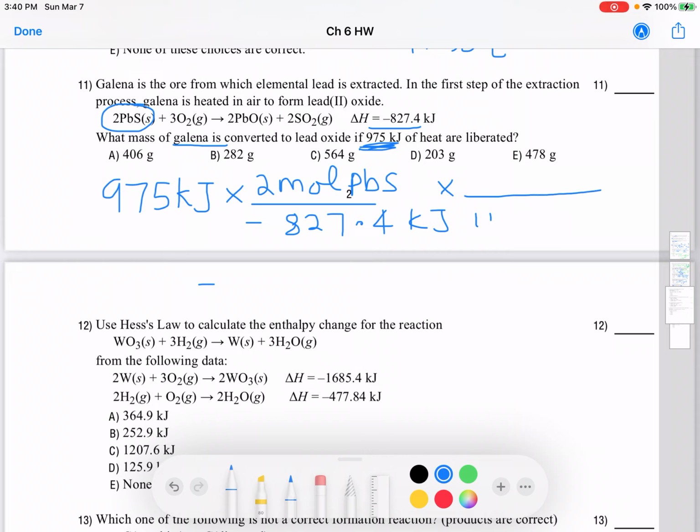And then this is the number of moles. If you have 1 mole of lead sulfide, that's the molar mass of lead sulfide, which is 239.2 grams. So you start with what's been asked, 975 kilojoules. Then negative 827.4 kilojoules is liberated when 2 moles of lead sulfide is heated, and then converted to mass, where 1 mole of lead sulfide is the molar mass. Check to see if this molar mass is correct. Yes. The number is already given as negative because heat is liberated, which tells us it's an exothermic reaction. So your answer does not have to be negative, because the question itself says heat is liberated.